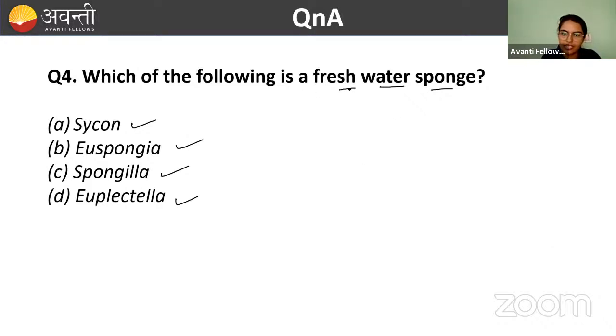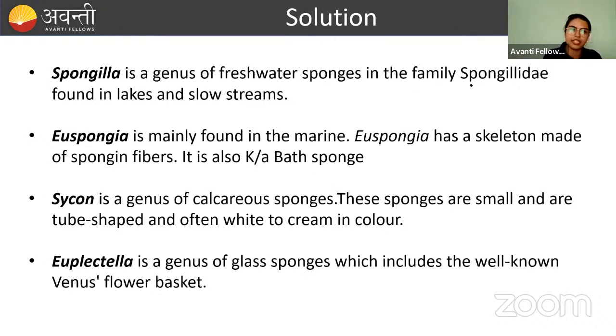So which of the following is a freshwater sponge? Okay, as I have told you, sponges belong to Porifera. Okay? So look here, Spongilla is a genus of freshwater sponges. So you learned who is the freshwater sponge: Spongilla, and it belongs to family Spongillidae. Okay, and these are found in lakes and slow streams.